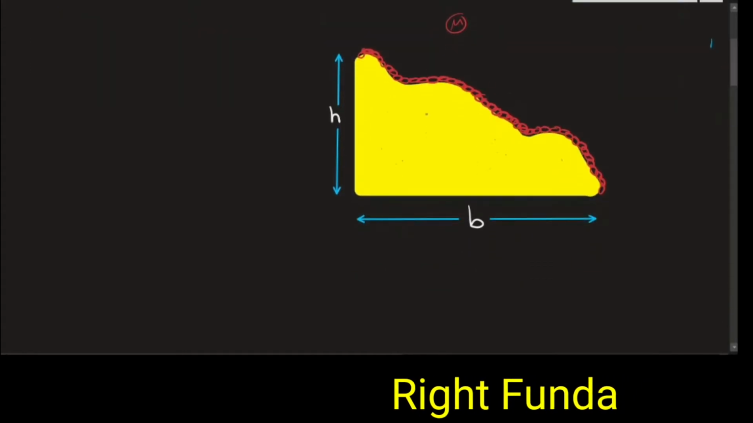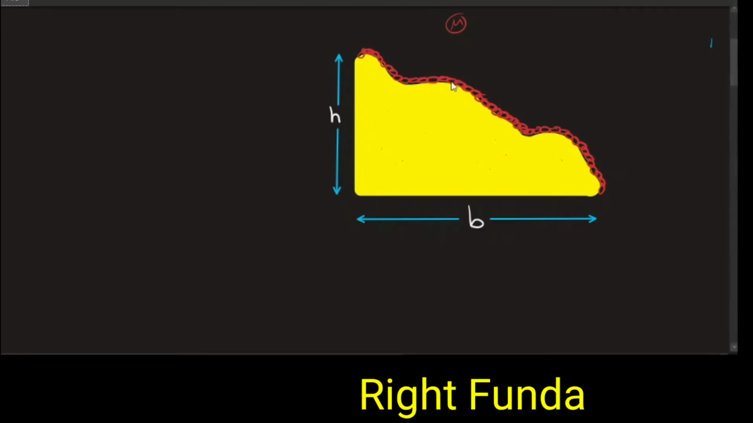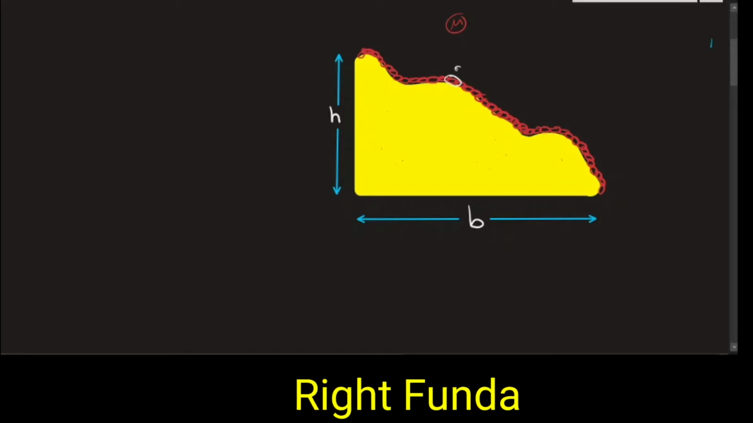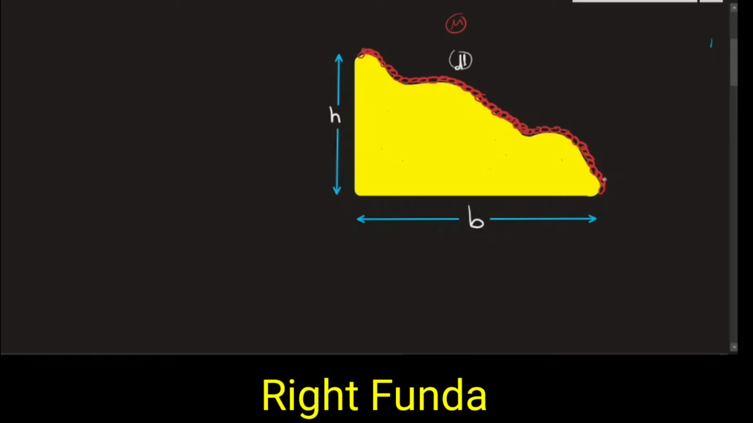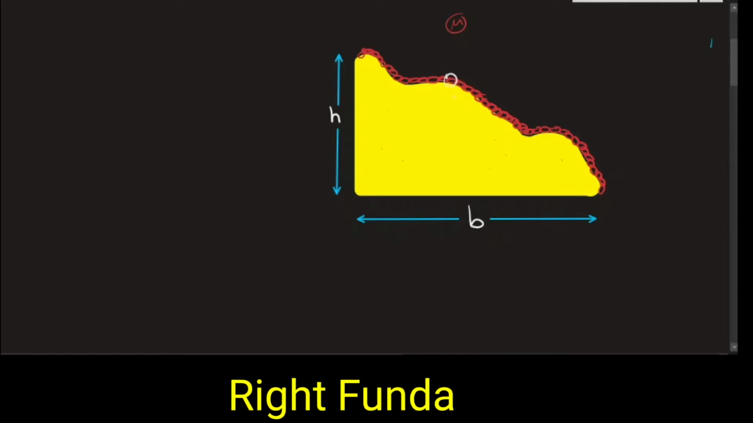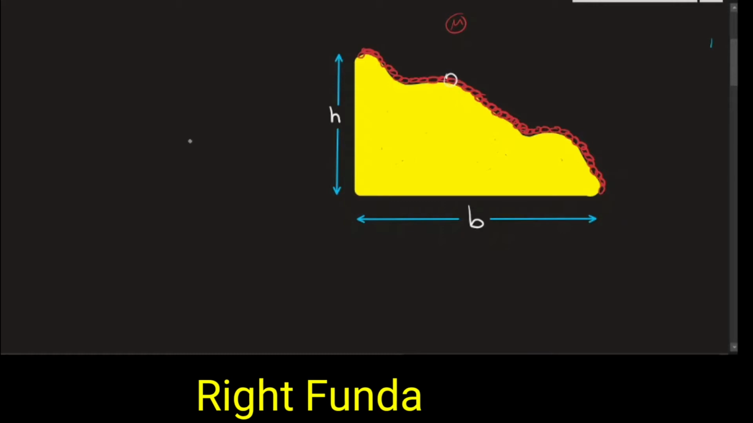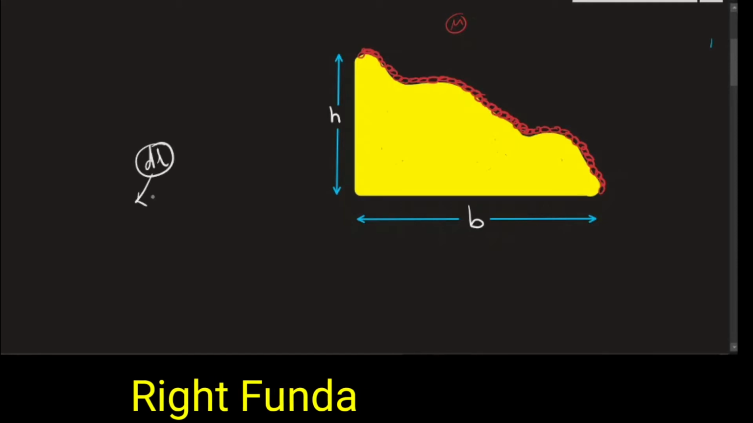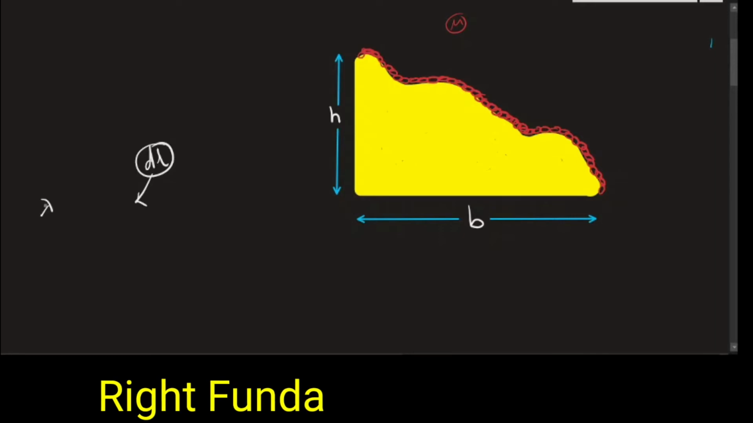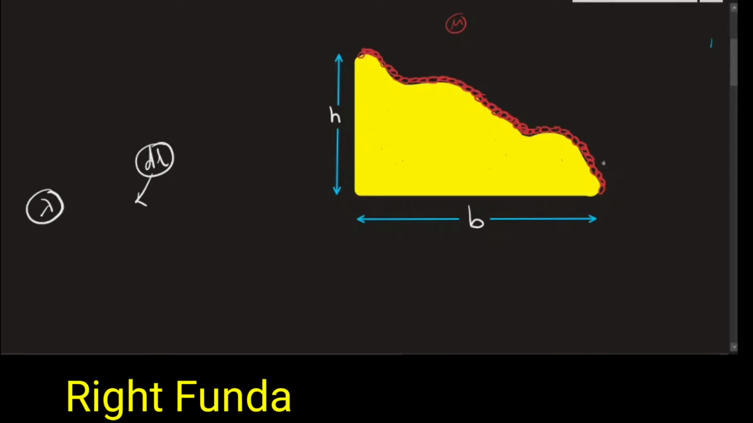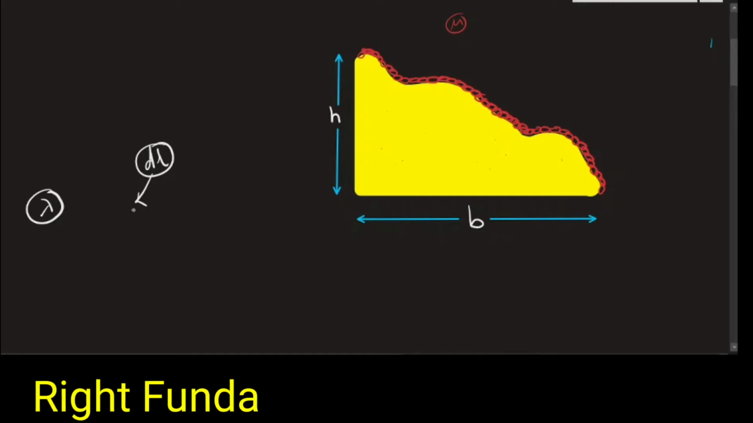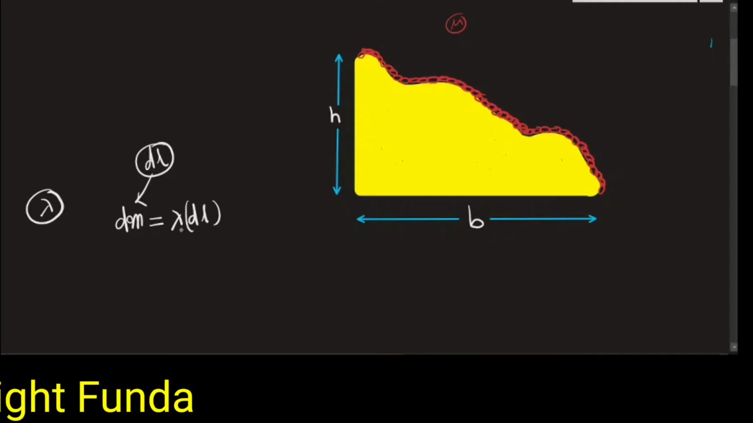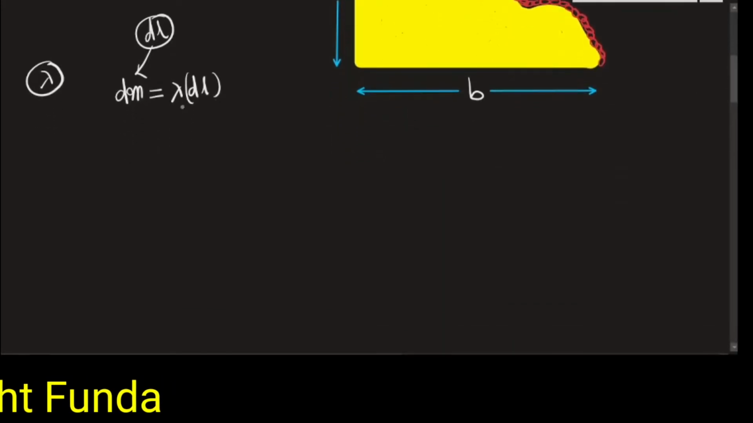So out of this, let's consider only a small part of length dl. Suppose the total length is L. I'll consider only a very small part dl. Out of that, this very small part is the dl part. What mass have I considered? Let lambda be the mass per unit length. This is a uniform chain, so the unitary method can be applied. If lambda is the mass per unit length, then the small element has mass dm equal to lambda times dl.